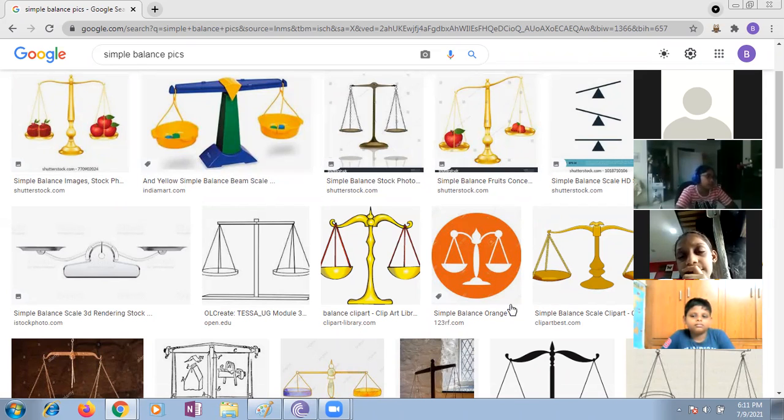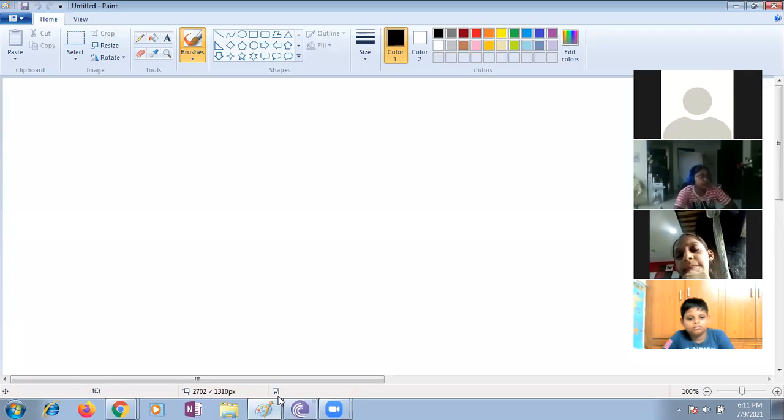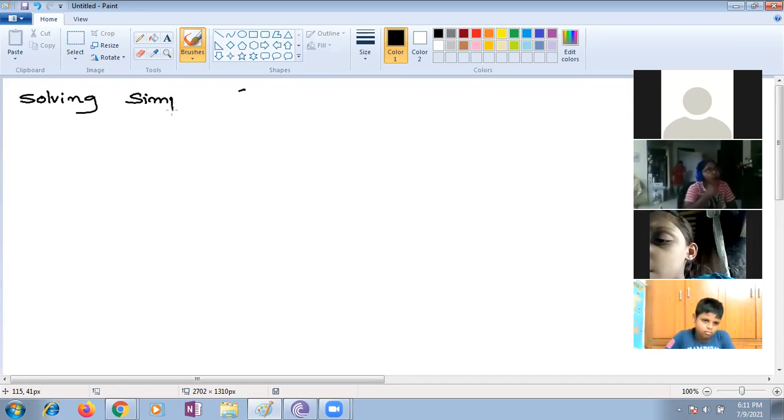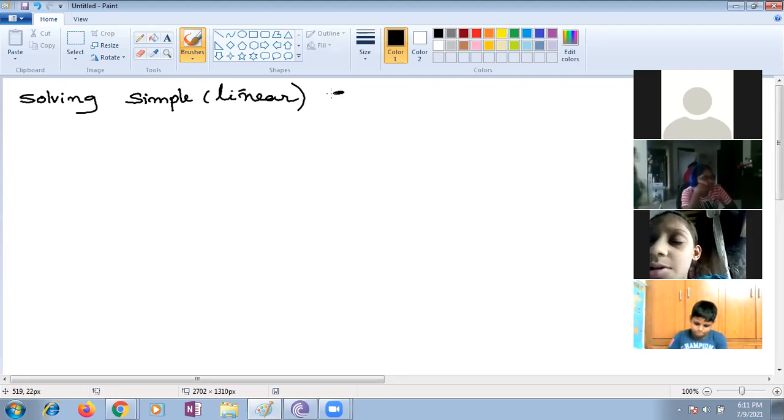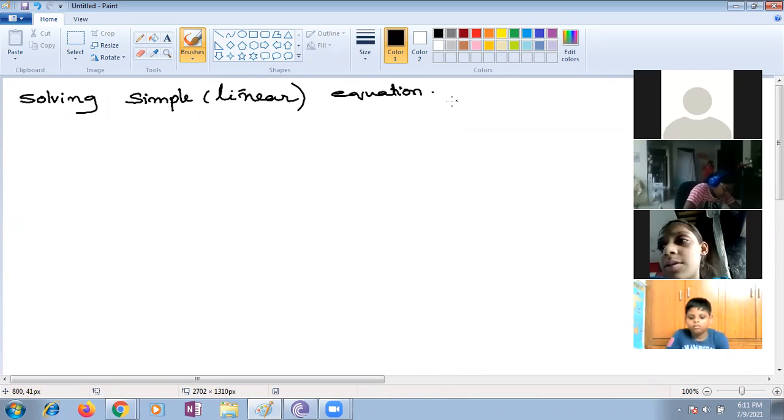Let me explain the part. Simple balance. Solving linear equations or solving simple equations. Today's concept is solving simple equations. Simple can be written as linear also, children. Linear means the power of the variable should be 1. So there are different methods to solve simple equations.